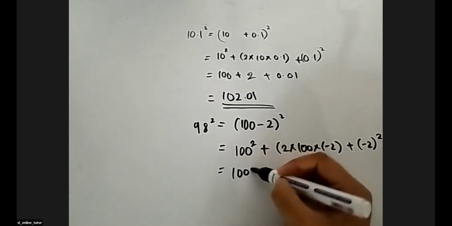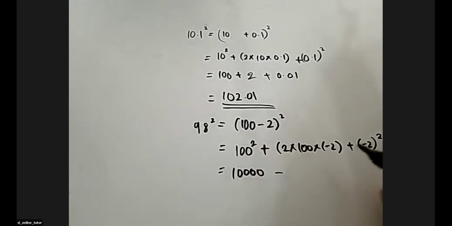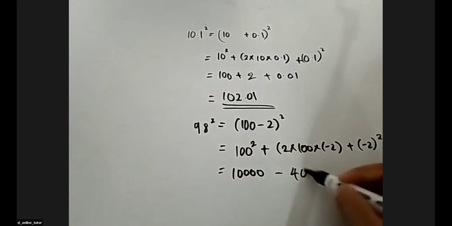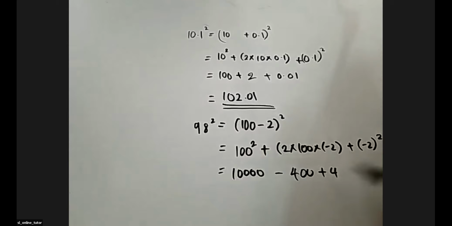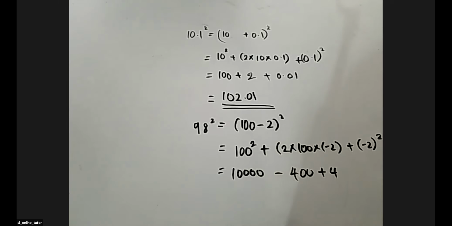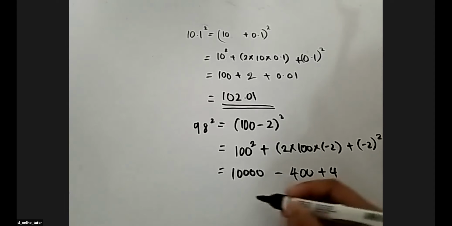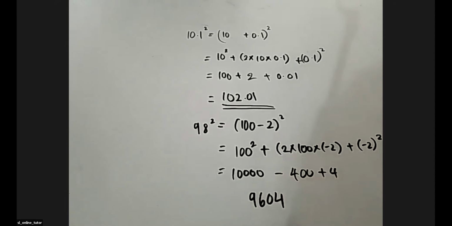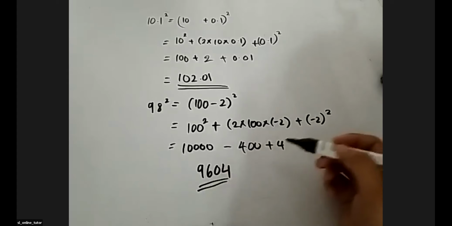So you get 1, 2, 3, 4. And here you get negative 400. And here you get plus 4. So how much do you get as the answer? 9,596. 10,000 plus 4 should be subtracting 400. Yes, 9,604. 9,604, isn't it? Yes, Miss. I got it wrong in subtraction. Yeah, going wrong in subtraction. Be careful.